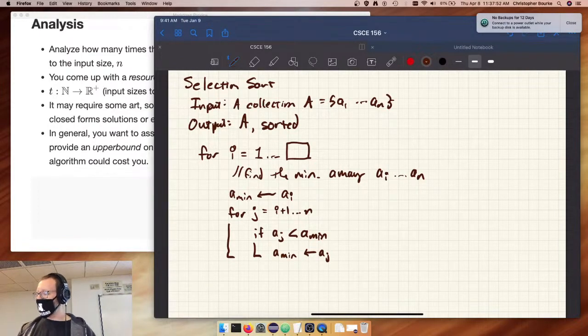Now, why did I start at i plus 1 on that second for loop? Yeah, you don't compare a sub i to itself, right? I'm assuming that this is my minimum, and then I'm going through the rest of the elements to see if I can find something smaller. Okay?